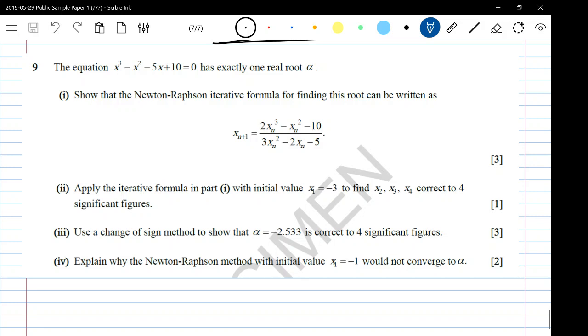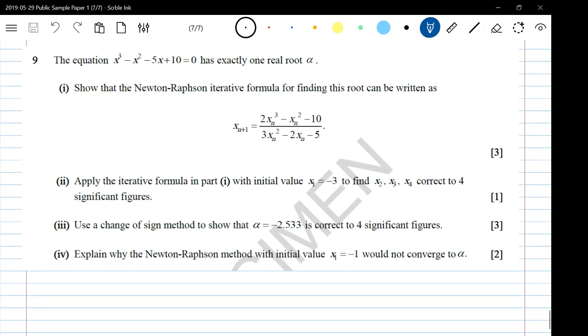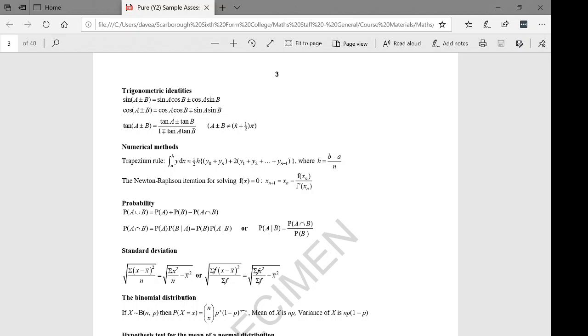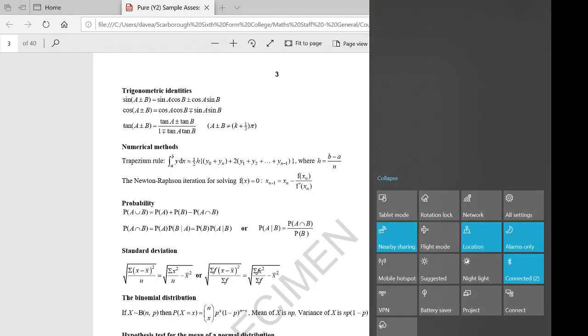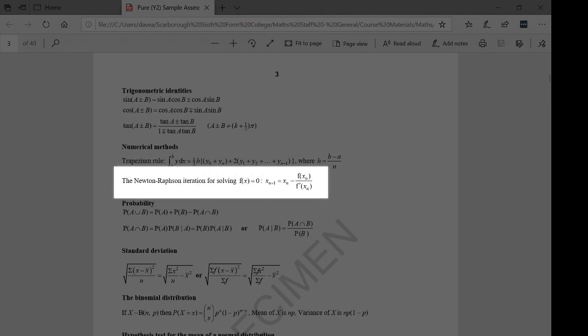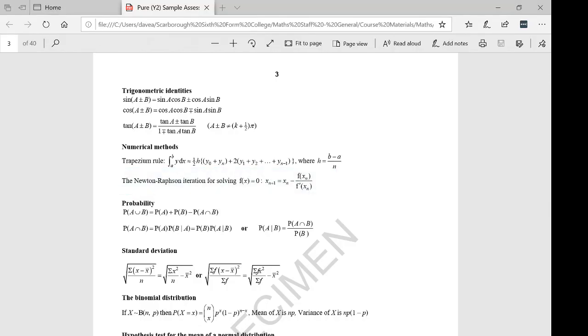Okay, so here we are with question 9. The equation x cubed minus x squared minus 5x plus 10 equals 0 has exactly one real root. Show that the Newton-Raphson iteration formula for finding it can be written like that. So you've got Newton-Raphson in your formula booklet. If we go, there we are, that's the formula booklet page. And let's take a little image of that bit. So that's the formula bit that we're after.